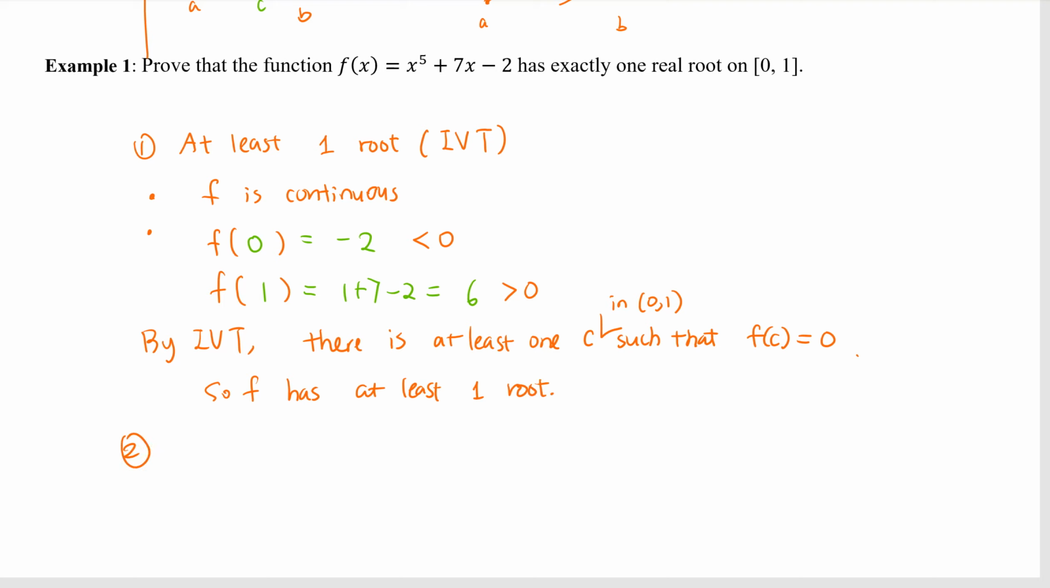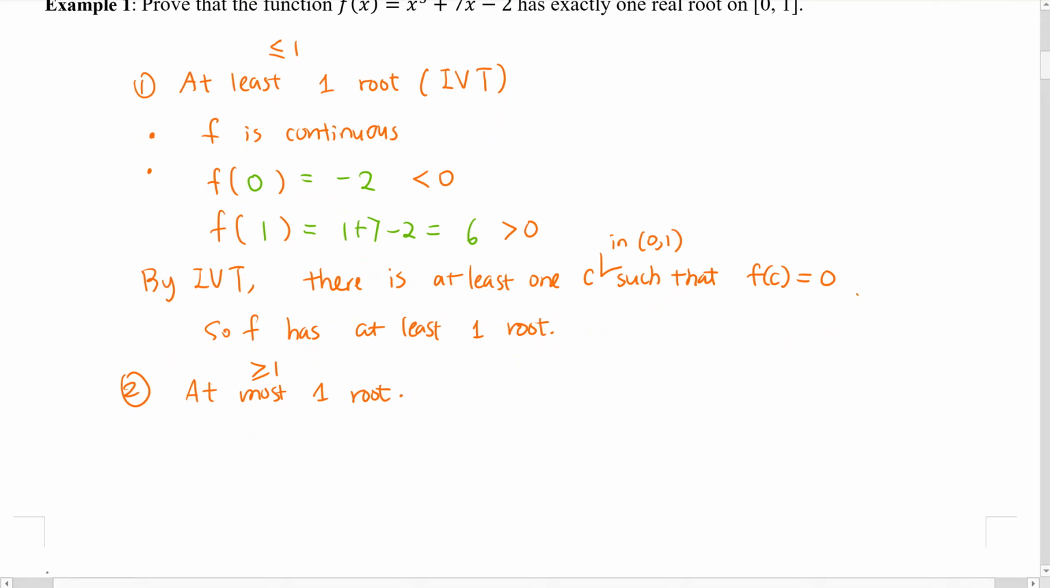Okay, so we have at least. We also need to show at most one root. Sorry, at least is greater or equal, at most is less than or equal. When we combine those two steps, we get exactly one root. So how do we show at most one root? We'll use the mean value theorem. Sometimes we also call it Rolle's theorem.